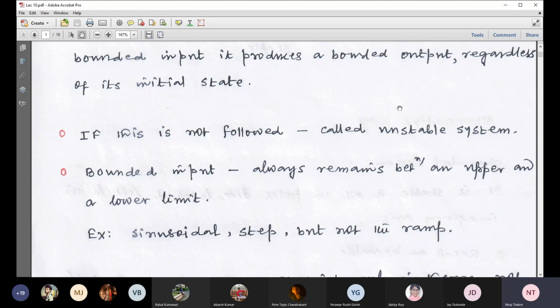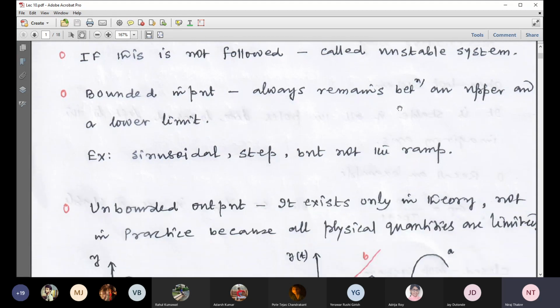Here I want to mention another important issue that unbounded term. This unbounded only exists in theory, not in practice. Because your understanding all physical quantities are limited. Suppose we are considering a pipe. So a pipe, we can consider either 0% or 100% flow. Fine. It cannot be infinite quantity. It's not possible in practice.